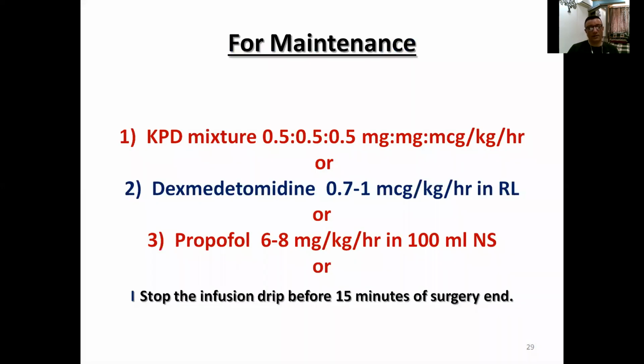For maintenance in my practice, I use either KPD mixtures, dexmedetomidine, or propofol. If I am using KPD mixtures, then I use 0.5 microgram per kilogram per hour. If I'm using dexmedetomidine, I use only dexmedetomidine in long cases, at 0.7 to 1 microgram per kilogram per hour in RL. And if propofol is used, then 6 to 8 milligram per kilogram per hour in 100 ml NS. I stop this infusion about 15 minutes before the end of surgery, and the patient wakes very nicely.